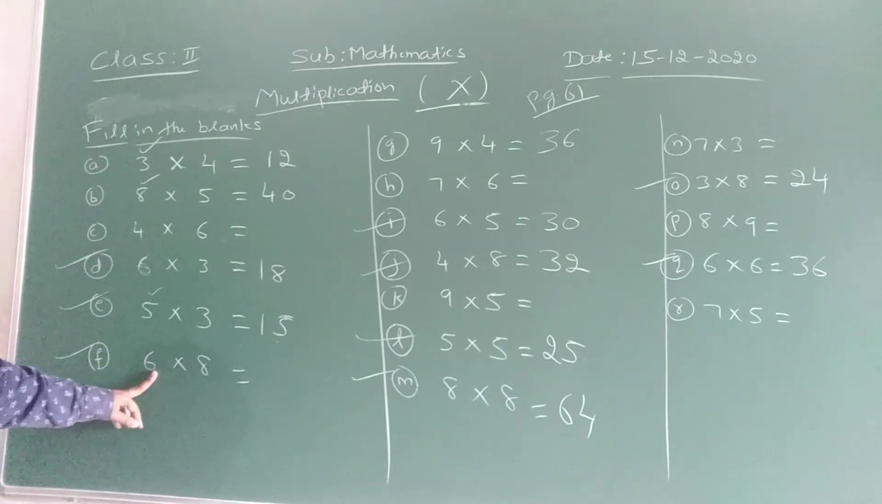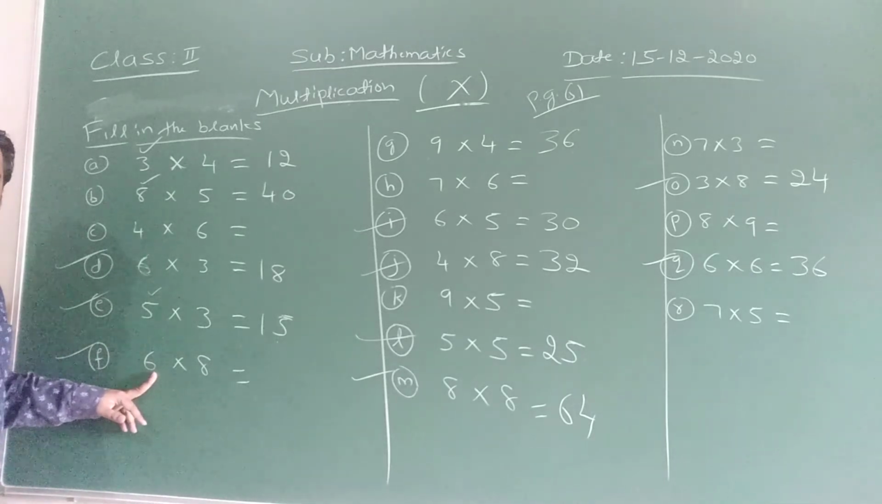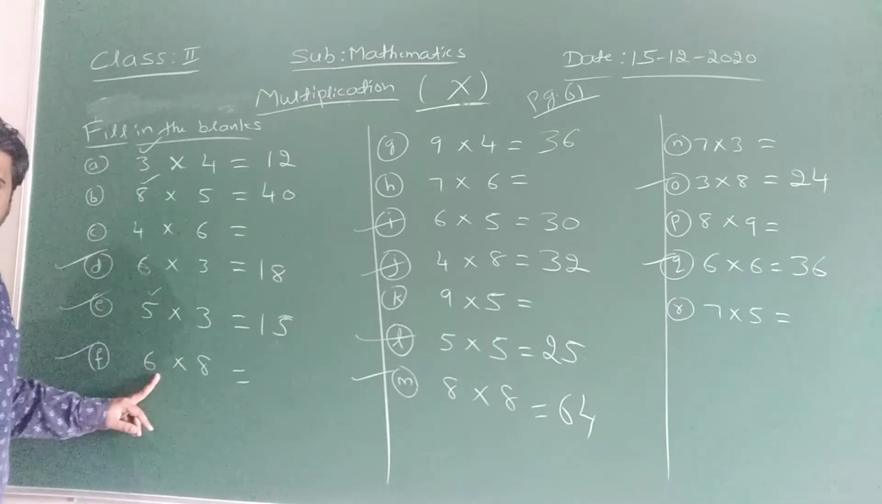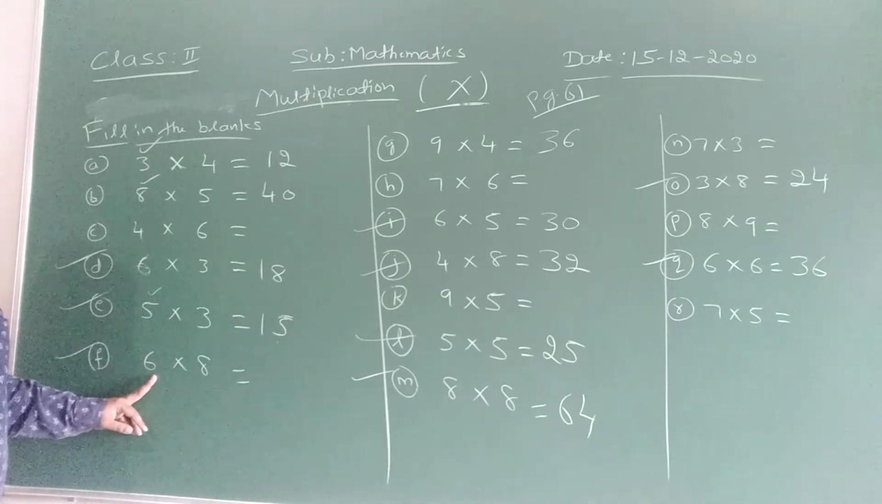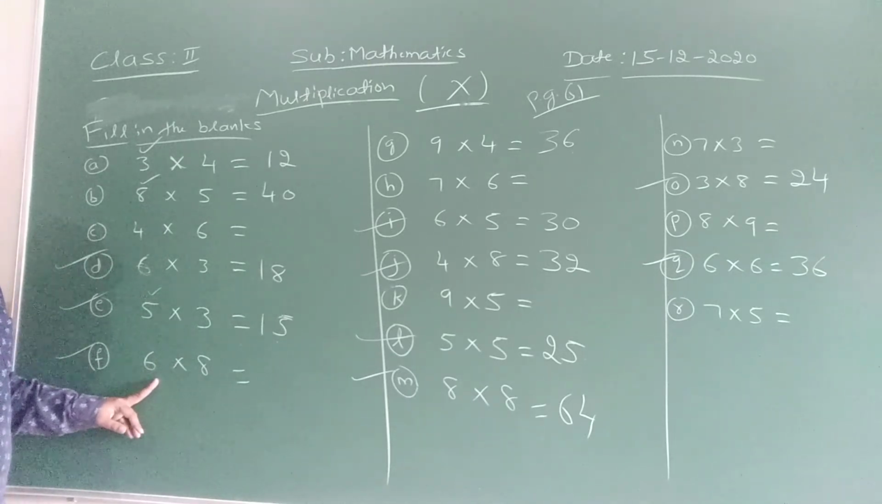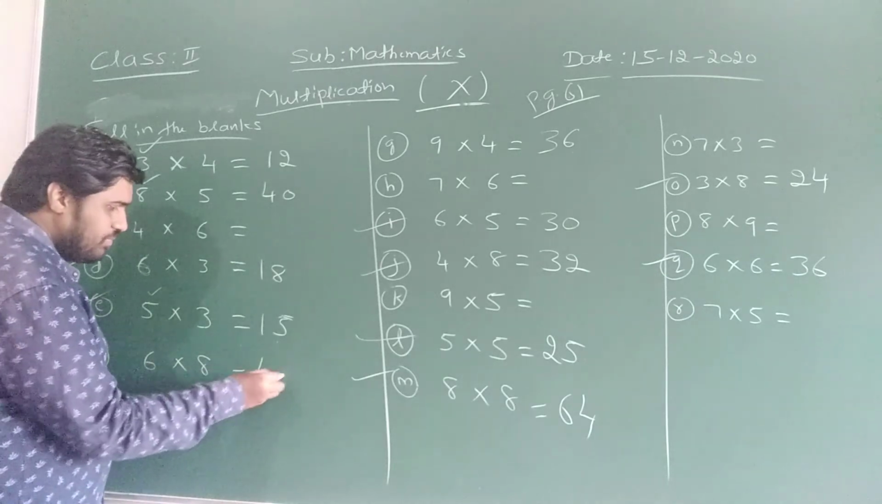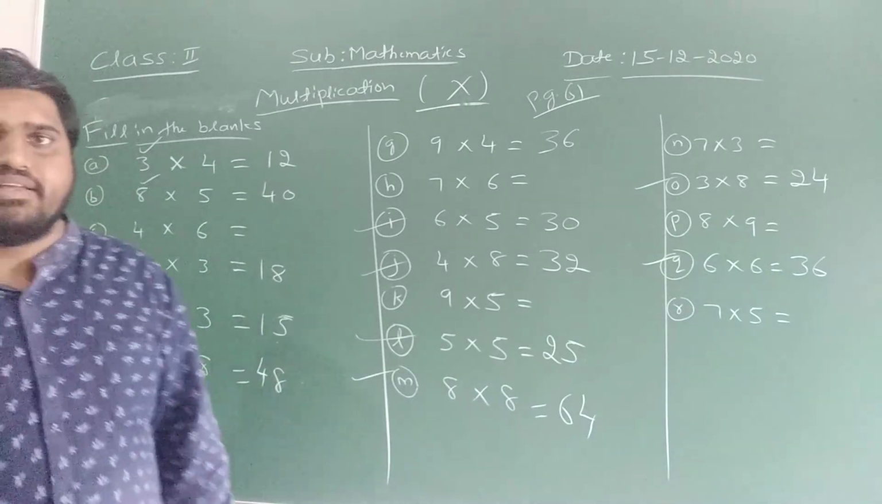Now similarly, 6 8s are, read 6 table. 6 1s are 6, 6 2s are 12, 6 3s are 18, 6 4s are 24, 6 5s are 30, 6 6s are 36, 6 7s are 42. Okay, 6 8s are 48. Okay, children, like this.